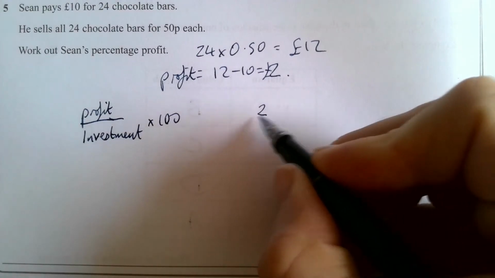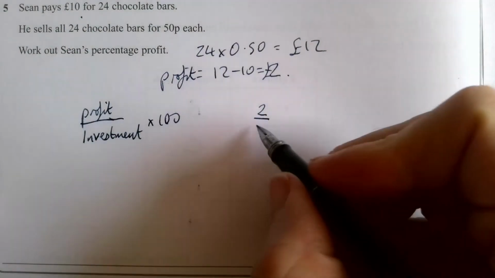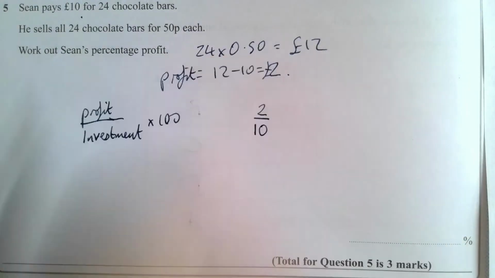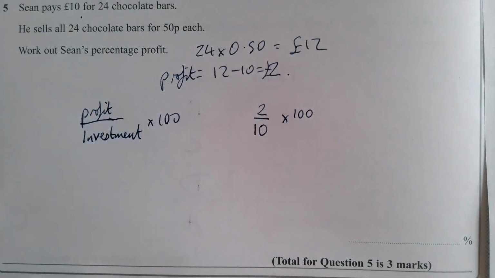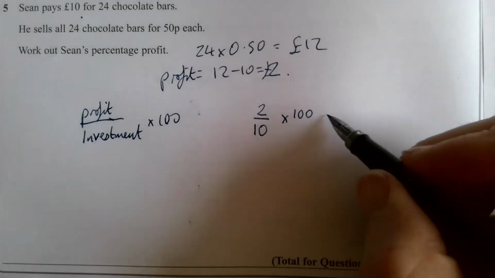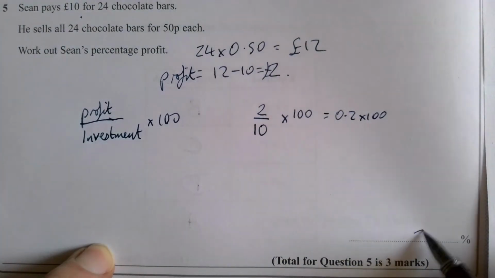So the profit is £2. The investment, he risked £10, but £12 is irrelevant. It only tells us how much we got in the first place, and then times that by 100. So that's 0.2 times 100, isn't it? Which is 20%.